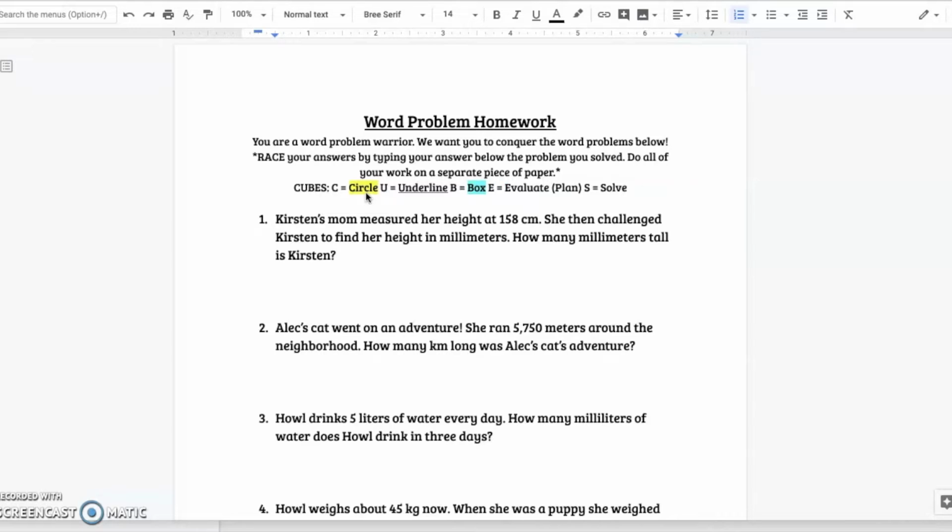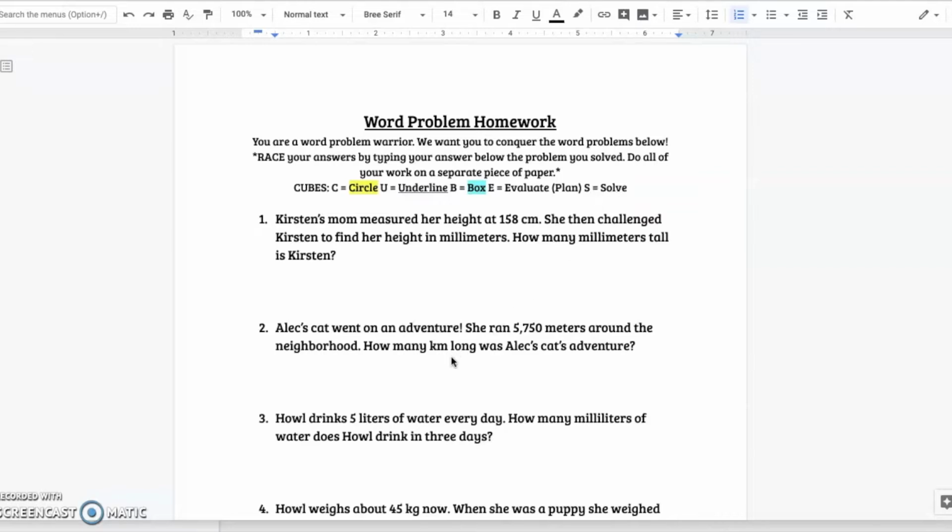CUBES. C means circle. Well, on a Google Doc, it's a little complicated to circle things. You can, but Google Docs isn't very good at it. So I decided that we would highlight in yellow when we want to circle something. I'll show you how to do that in a moment. Underline, you just underline it. Box is going to be highlighted in blue. And then E is evaluate. We don't have to annotate for that, but evaluate means plan. And then solve, there's no annotation, you just solve it.